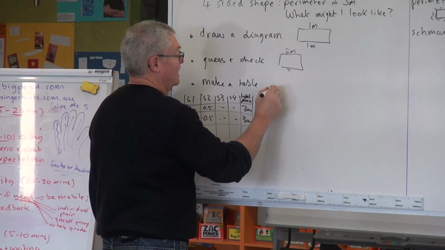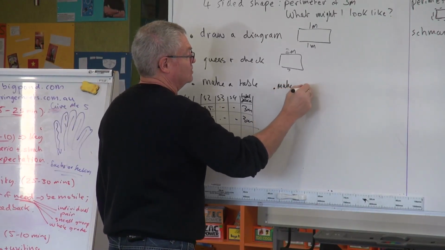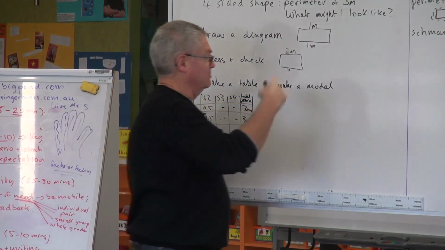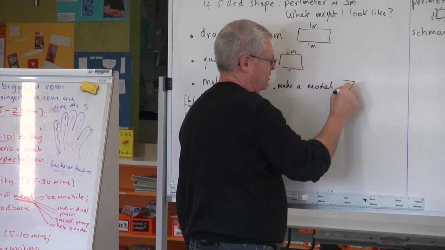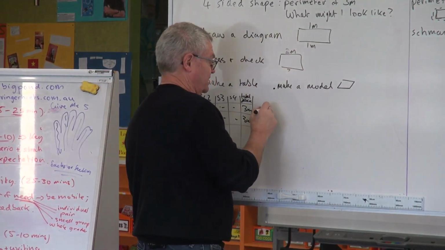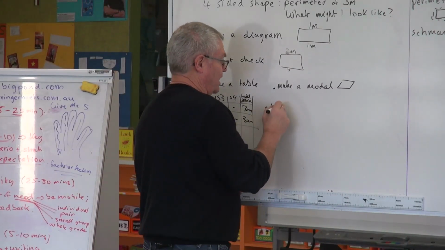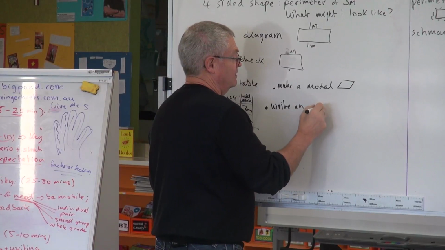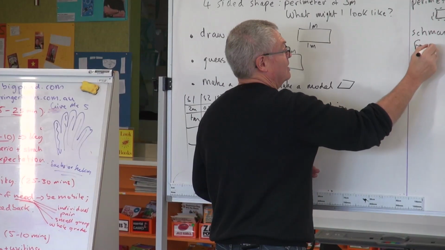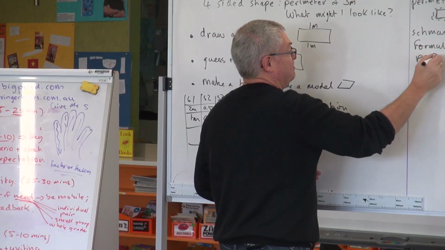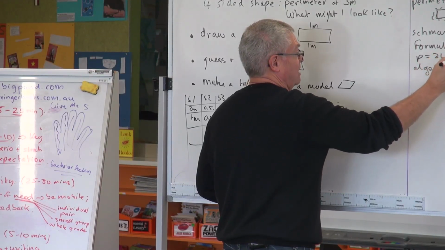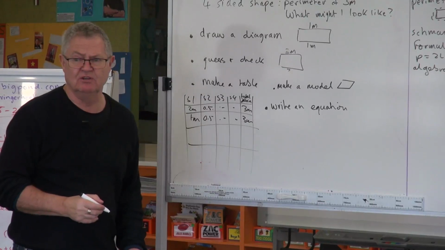That might be a way to get started. You might want to make a model. I've got some bendy straws over there and some pop sticks as well, so you might want to physically touch it first to make it. You might want to write an equation, and you might even want to use the formula, which is a bit of algebra. You bet it is. P equals 2L plus 2W.